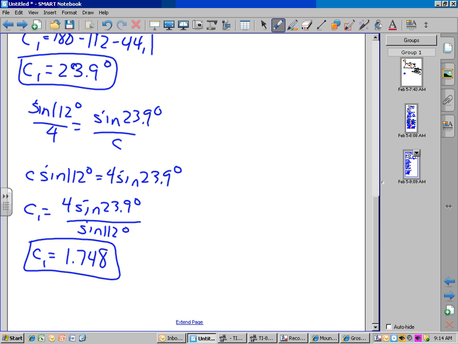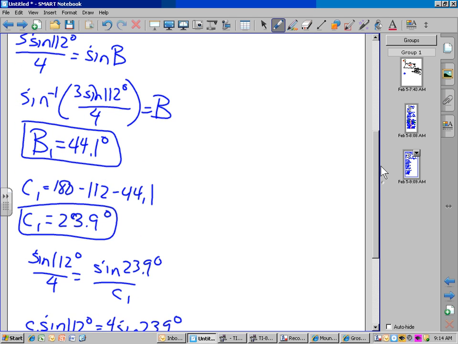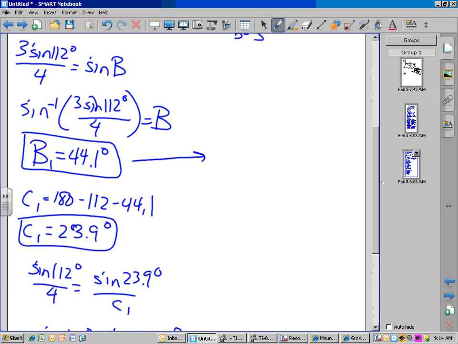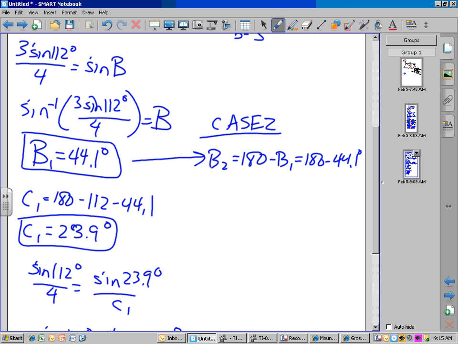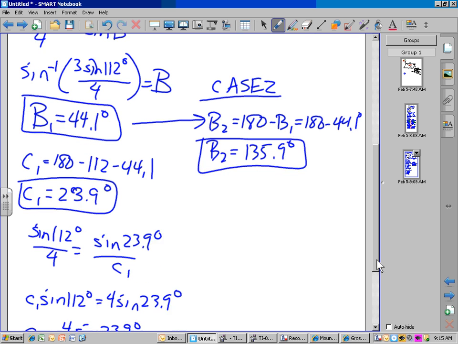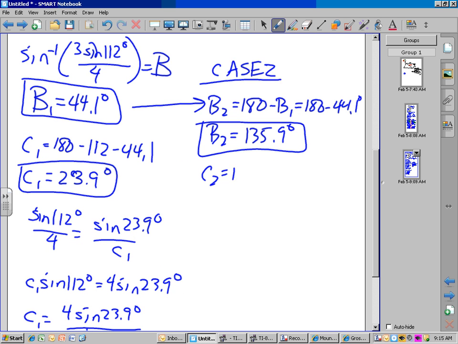All right, let's go back up and look at case 2. Here's where it starts. Case 2. B2 is going to be 180 minus B1, or 180 minus 44.1, which is how much? 135.9 degrees. Beautiful. C2 is going to be 180 minus 112 minus 135.9, right?